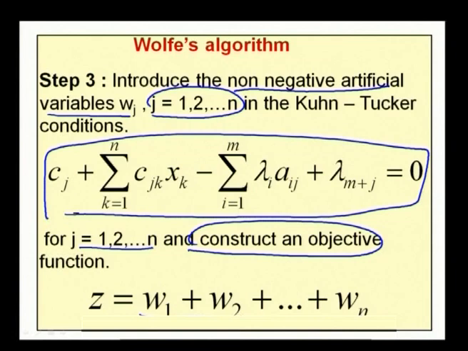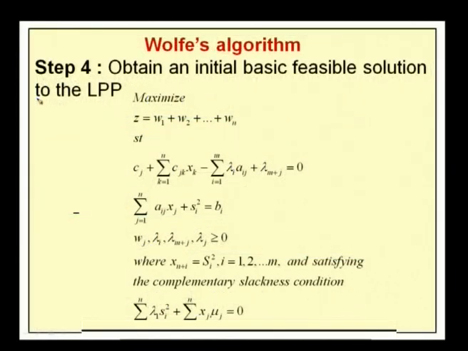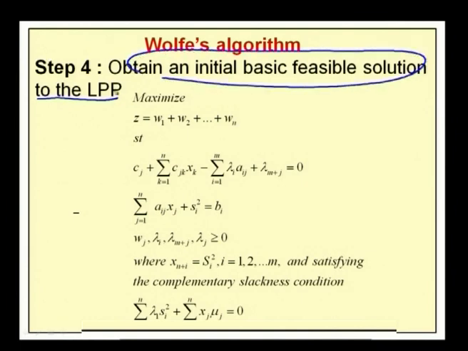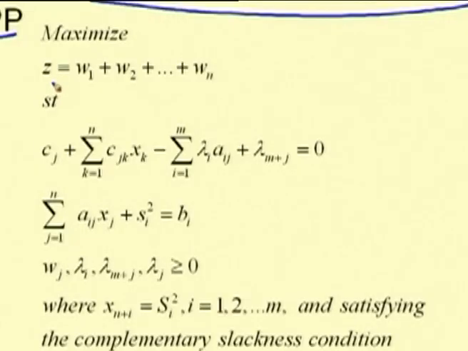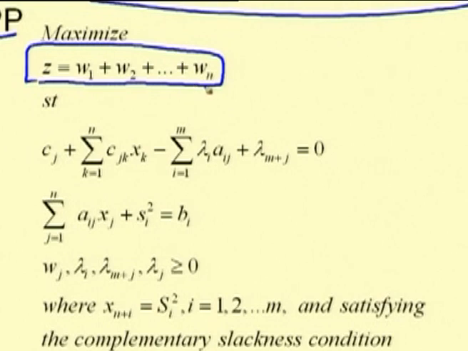So, the third step of Wolfe's algorithm is to introduce non-negative artificial variables in the Kuhn-Tucker conditions and construct a new objective function. And the fourth step of Wolfe's algorithm is to obtain an initial basic feasible solution to the modified LPP. So, obtain an initial basic feasible solution, IBFS, to the LPP, which has the new objective function: maximize z equal to w_1 plus w_2 etcetera up to w_n, subject to the set of constraints.